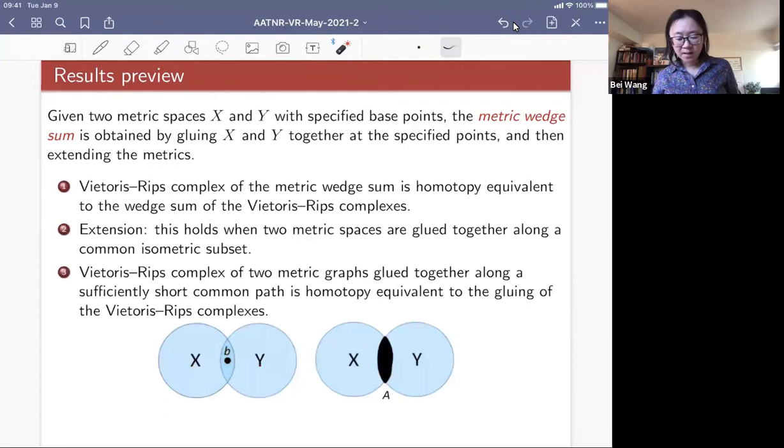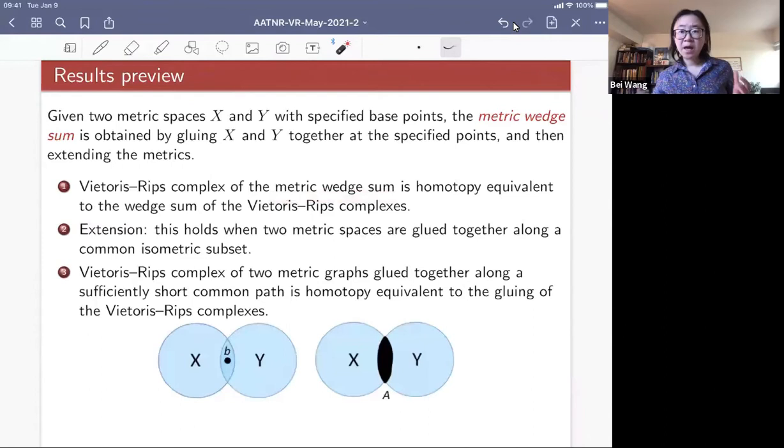And then the wedge sum is obtained by gluing those two spaces together at those specific points. In fact, the base point coming from X and the base point coming from Y are identified together. So this is the simplest form of gluing. If we look at our results, we are slowly warming up from simple to more complicated gluing. The first type is to say, if I take a pair of metric spaces with a specific base point, then this is what's called the metric wedge sum.